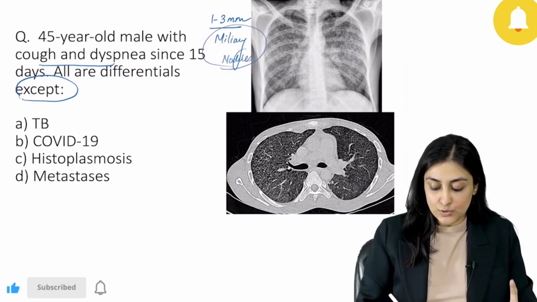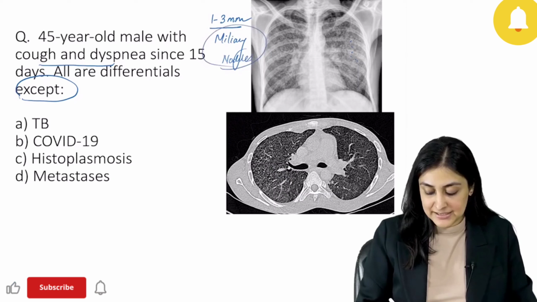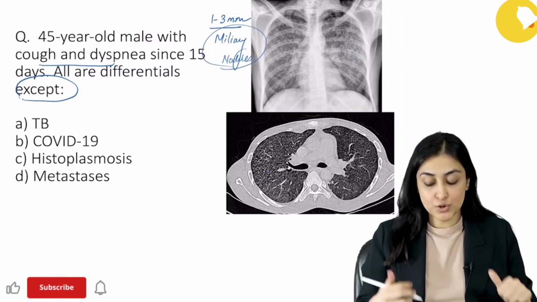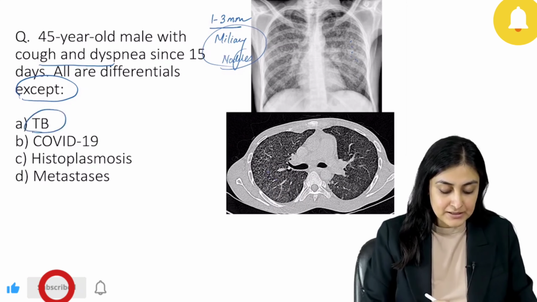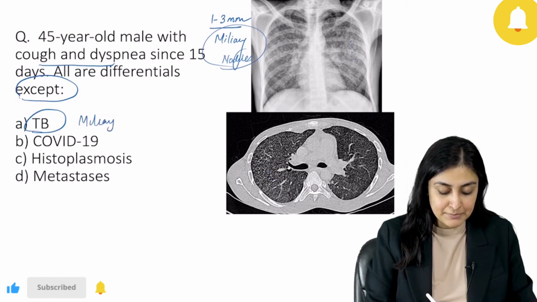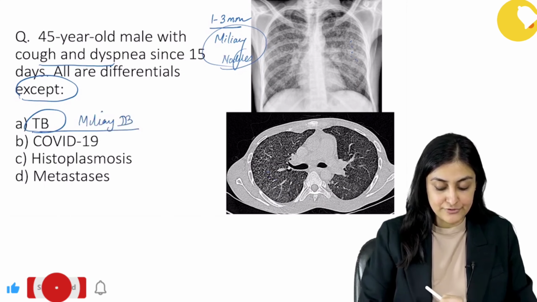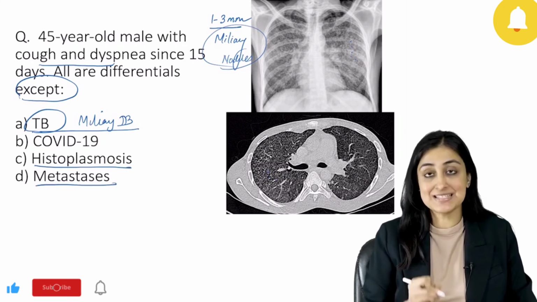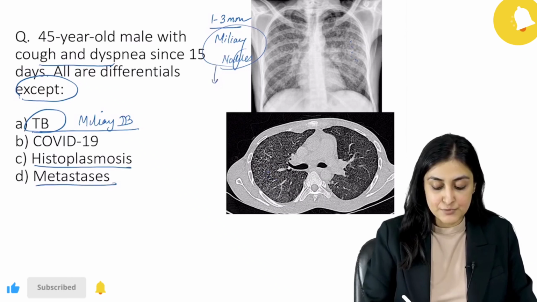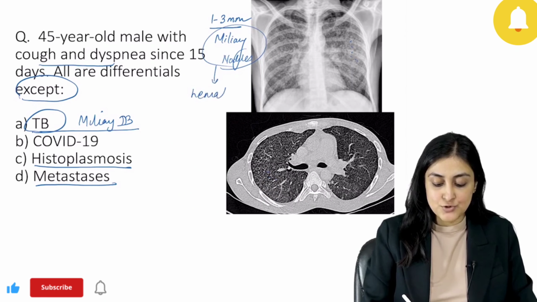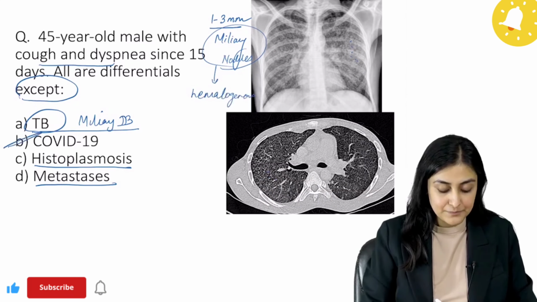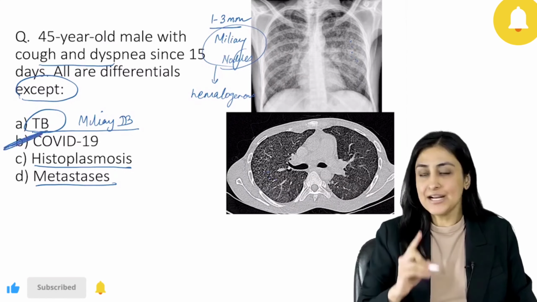So remember, what are all the DDs? Again, on the HRCT, can you see these very tiny nodules? These are the miliary nodules which are typically seen with miliary TB. But the other differentials, it can also be seen with histoplasmosis, it can also be seen with metastasis. It represents that there is hematogenous spread of infection, but this is not seen in COVID-19, right?